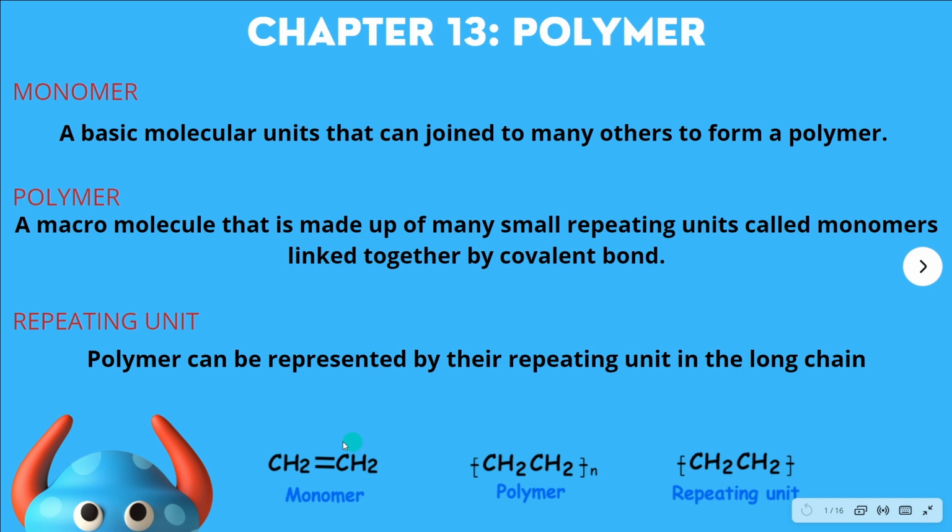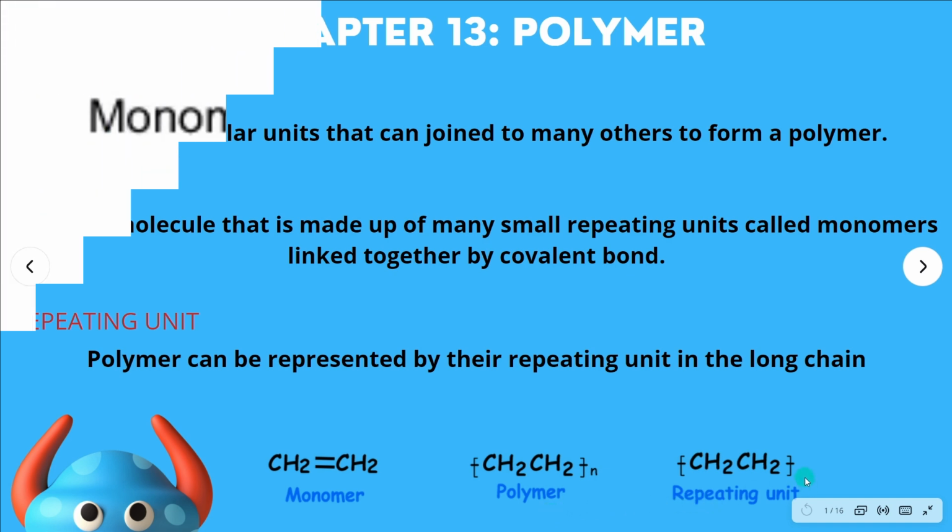This is the example of monomer. When the monomer link together by covalent bond, it will form polymer. Polymer can be represented by their repeating unit. As you can see, the way to write the repeating unit is quite similar to how you write the polymer, except there is no n.